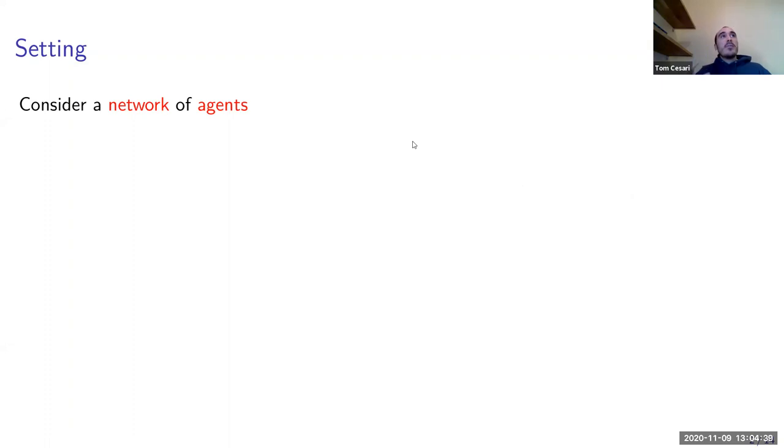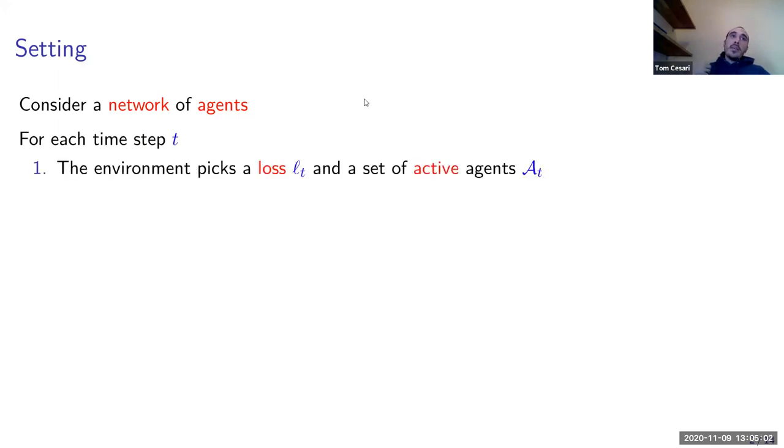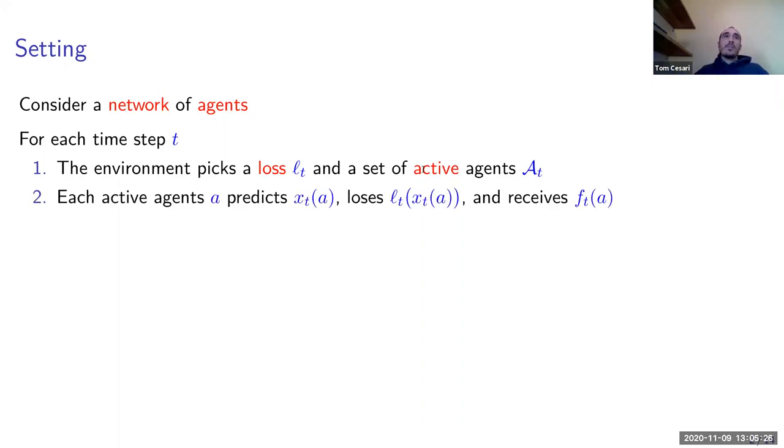So, okay, I will try to give it as high level as possible, just to give you the high level ideas that I think in this case are more important than all the details. So consider a network of agents, which in math terms is just an undirected simple graph over a set of n integers. And at each time step, the environment picks a loss function, say some convex differentiable function defined on a subset of R^d, and a set of active agents. The important thing here is that the active agents are not decided by us, by the learning system. It's decided by the environment, like in the example that I gave you earlier. And I will clarify later how these activations work.